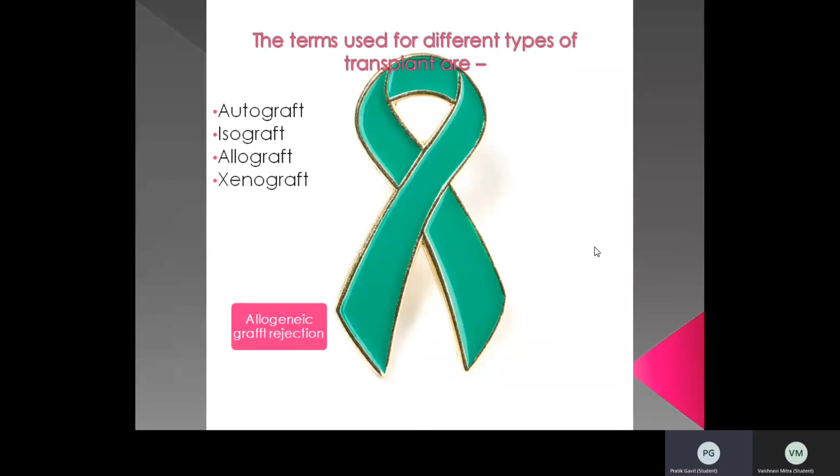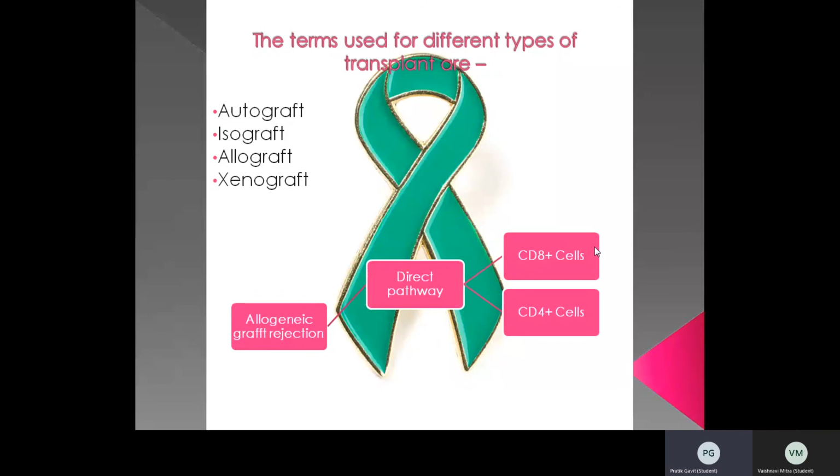In this video, we're going to discuss allogeneic graft rejection, the graft rejection process occurring in the same species. There are two pathways of the rejection. First is the direct pathway, which is also called the T-cell mediated process. The second is the indirect pathway, which is also called the antibody mediated process. So let's first have a look at the direct process.